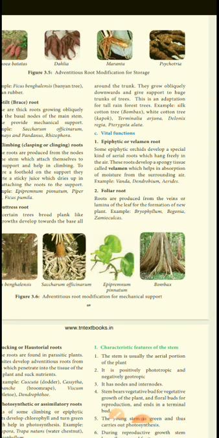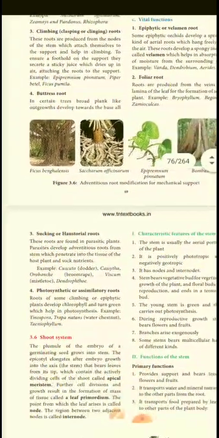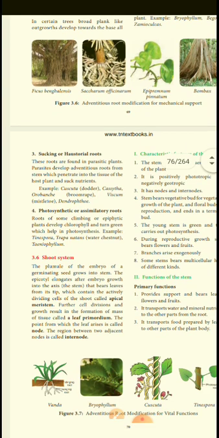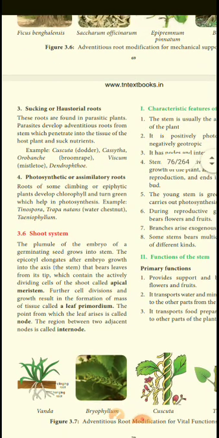Next, foliar roots. Roots are produced from the vein or lamina of the leaf for the formation of a new plant. Examples: Bryophyllum, Begonia. Next is the sucking or haustorial root. These roots are found in parasitic plants. Parasites develop adventitious roots from the stem, which penetrate into the tissue of the host plant and suck the nutrition. Examples: Cuscuta.